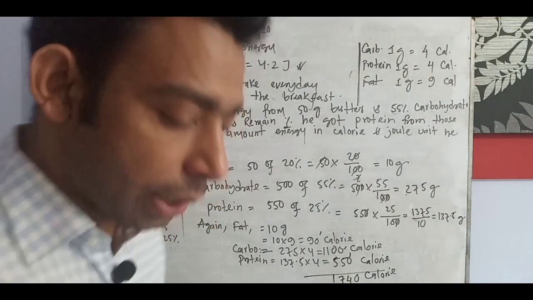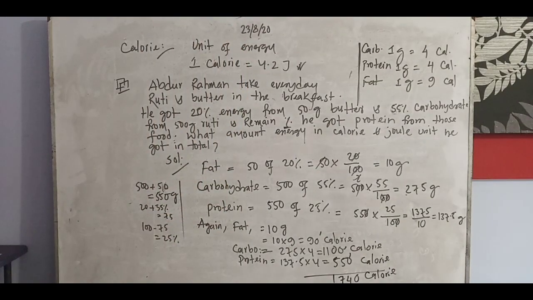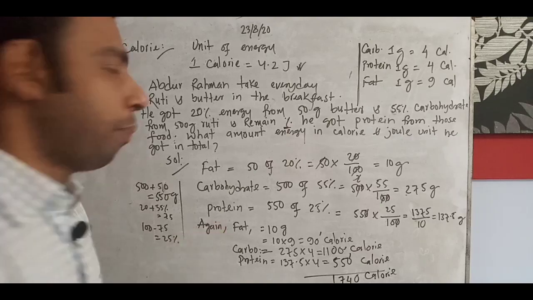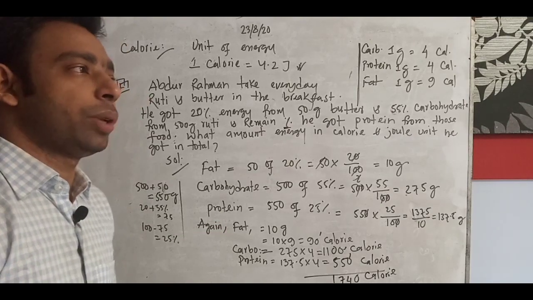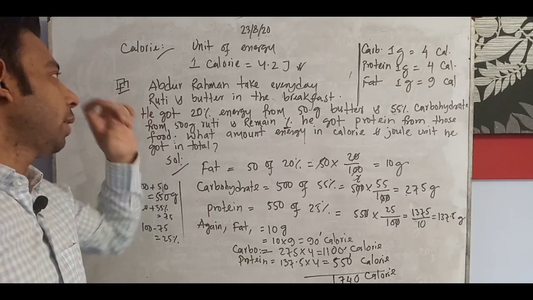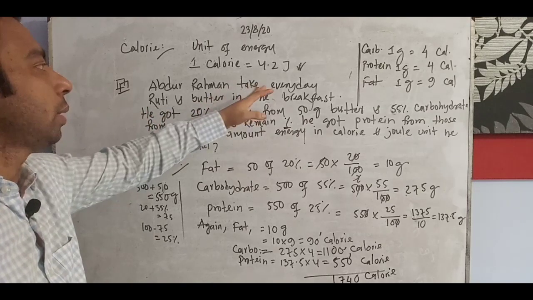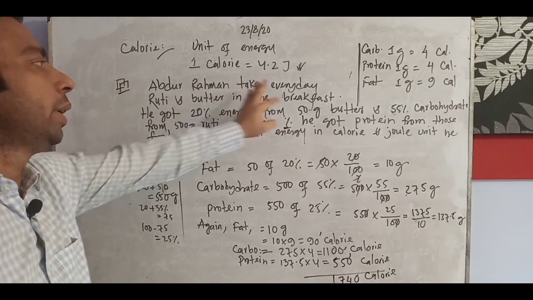Okay, so it is very important that we know which way we will understand this. Very important types of math we learned from here. Abdur Rahman takes roti and butter every day in the breakfast.